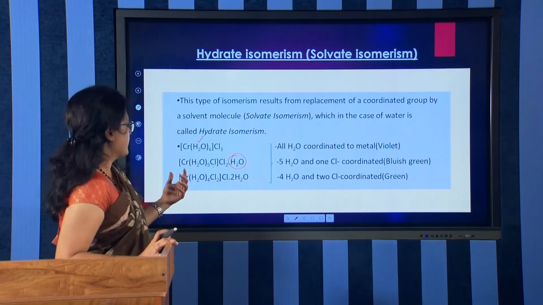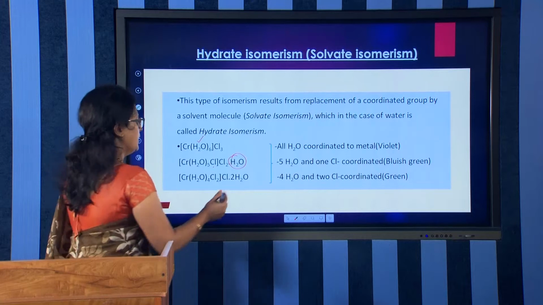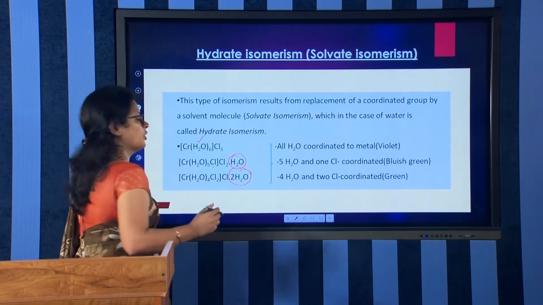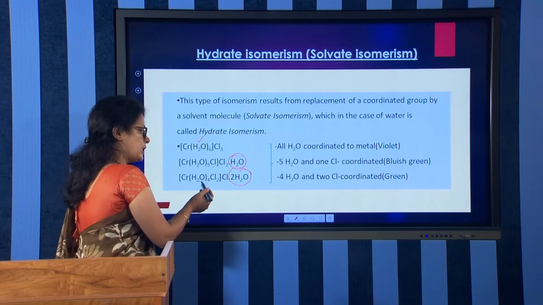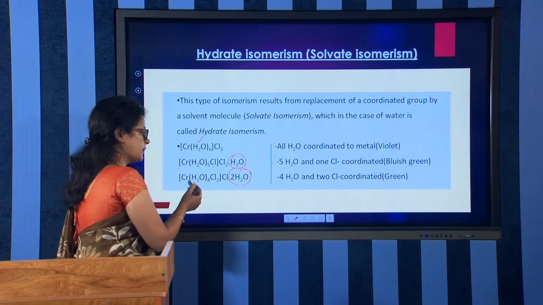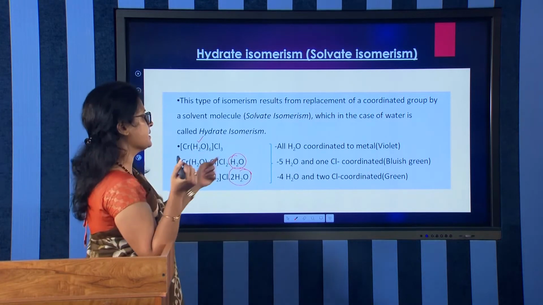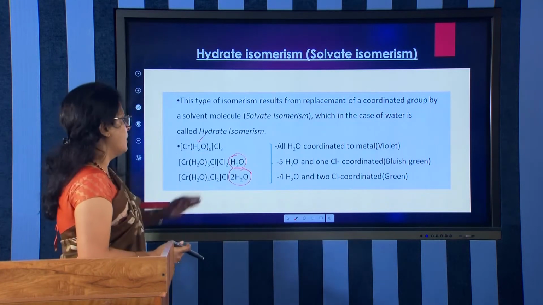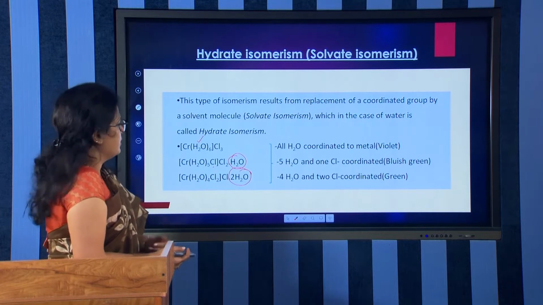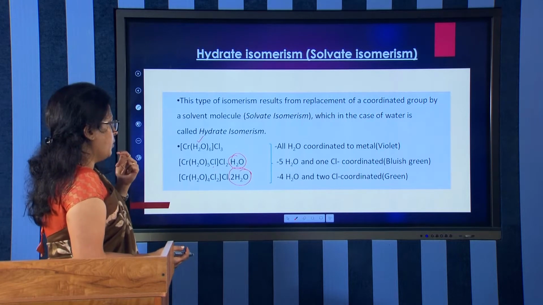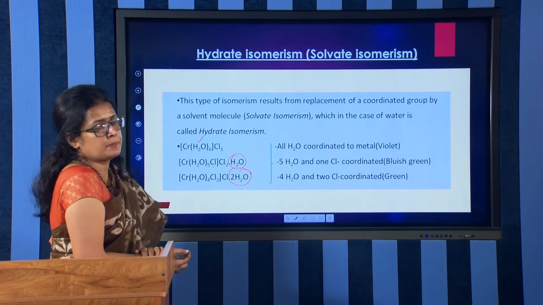And the third type of complex is [Cr(H2O)4Cl2]Cl·2H2O. Here 2 molecules of water act as water of hydration. Only 4 H2O molecules are bonded to the central metal atom, and 2 Cl minus ions are bonded. This complex has a green color. It is a different complex. But when we look at all the complexes together, all have the same formula: 6 water molecules, 3 chloride ions, and 1 chromium atom. These are examples of hydrate isomerism.